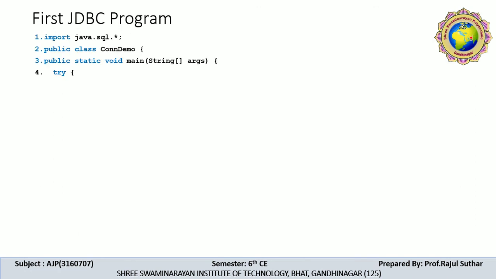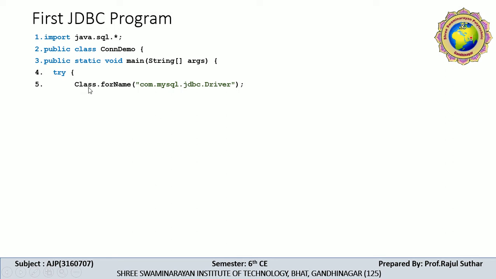So this is the simple demo program. For the first JDBC program, we require the import. Import is nothing but the import statement. We are importing the SQL package, so java.sql.* is required. Then public class ConDemo. This is the name of the class. Public static void main(String[] args). We require try and catch. So first we try.